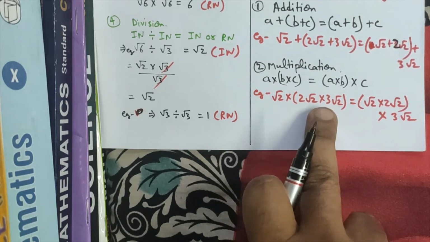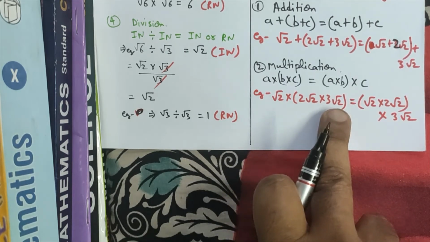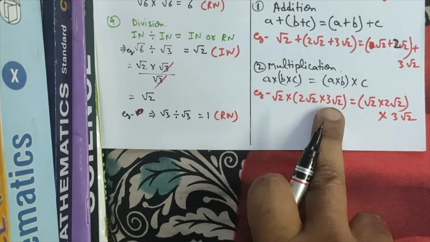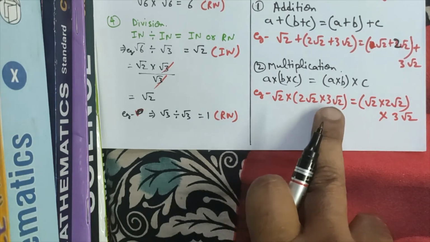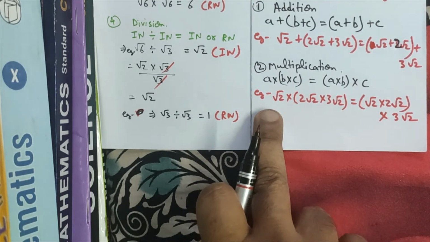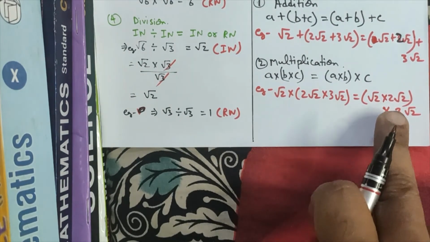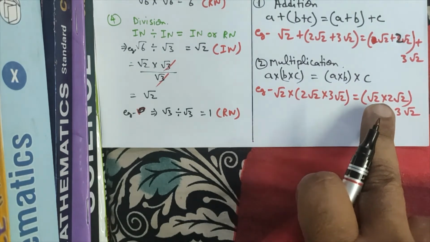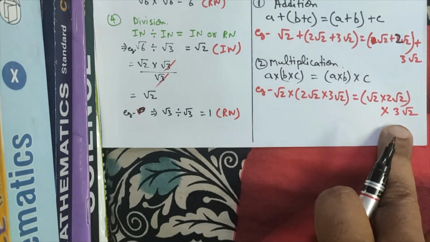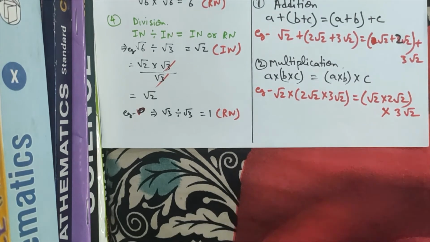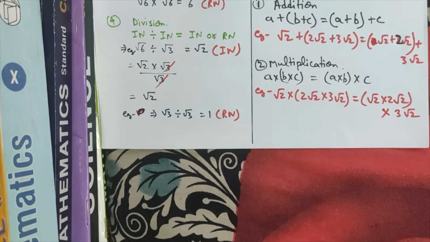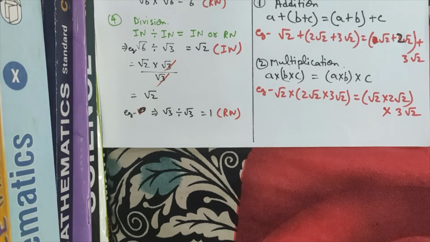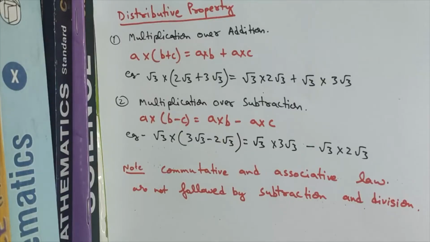And in case of multiplication, the product of 2 root 2 and 3 root 2: 2 into 3 is 6. Root 2 multiplied by root 2 will be 2. 6 into 2 is 12. 12 into root 2 will be 12 root 2. Here 2 root 2 multiplied by root 2 will be 2 into 2, that is 4. 4 multiplied by 3 root 2 will be 12 root 2. So the associative property is also followed by addition and multiplication only. It will not be followed by subtraction and division.